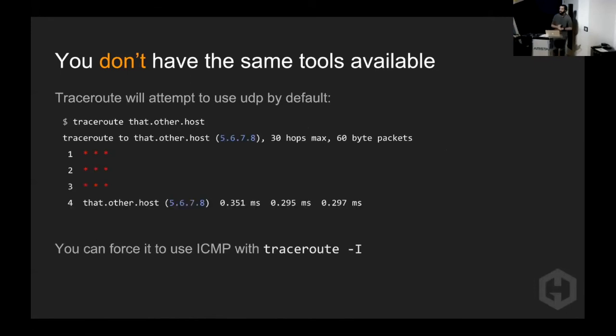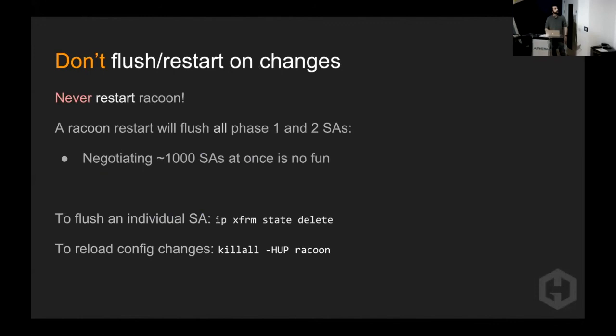Also, traceroute will try to use UDP by default. If you were doing the thing we were talking about earlier, when you exclude ICMP traffic, just use traceroute with dash I, and that will do it.